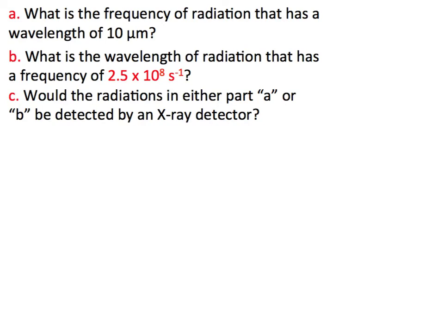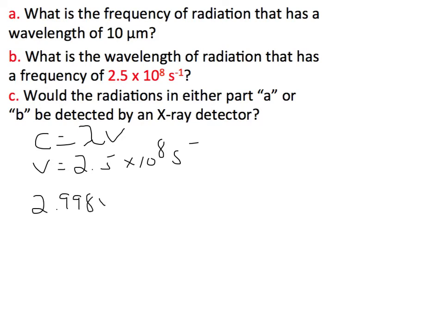Okay, part 2 asks, what is the wavelength of radiation that has a frequency of 2.5 times 10 to the 8 inverse seconds? Okay, once again we know that c is equal to lambda times the frequency. The frequency is 2.5 times 10 to the 8 inverse seconds, and we know that the value for the speed of light is 2.998 times 10 to the 8 meters per second.